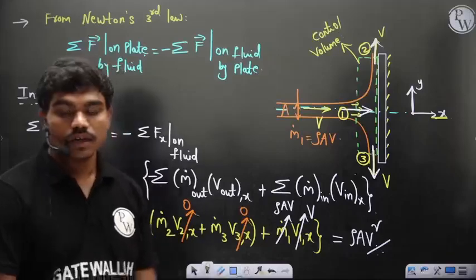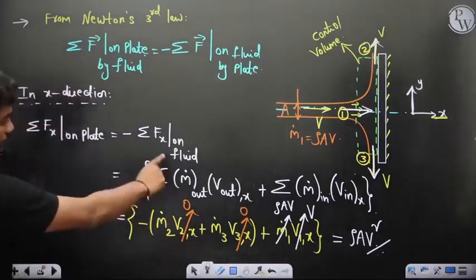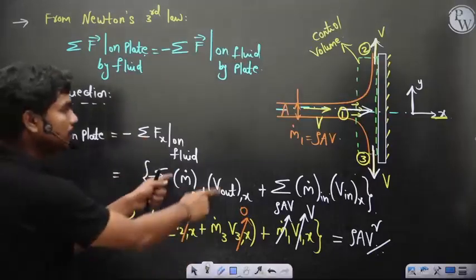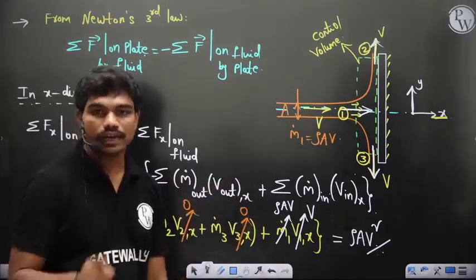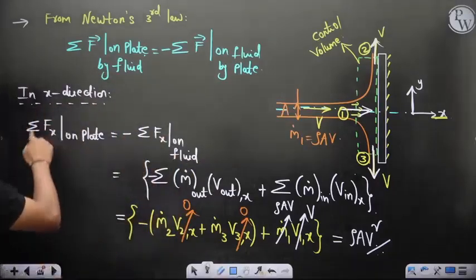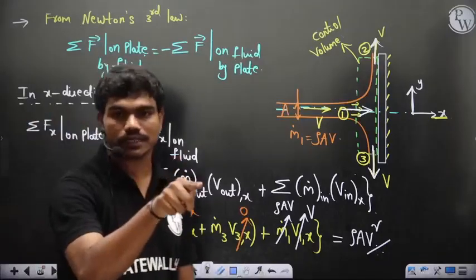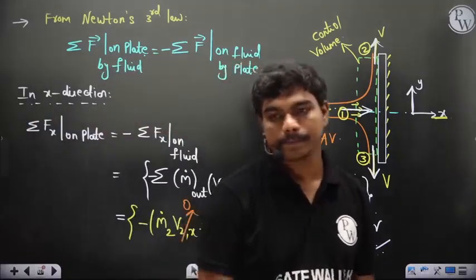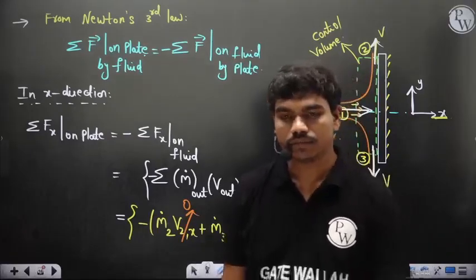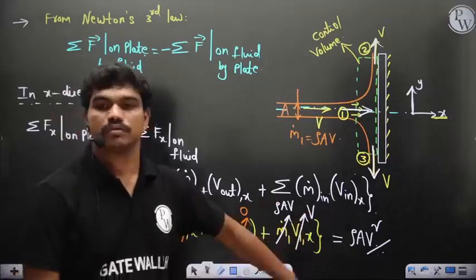Got it? Normally many times people commit a mistake here. They write this expression for sigma Fx on fluid, but they write the momentum change of the fluid actually. The momentum change of the fluid is not directly equal to sigma Fx on fluid. This minus sign is there, which comes from the RTT actually. Yes, got it? If this is correct, we'll move forward.